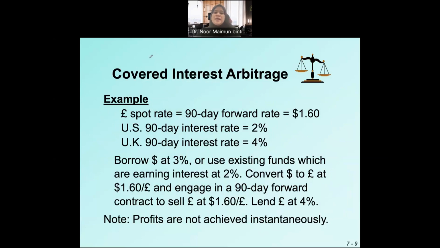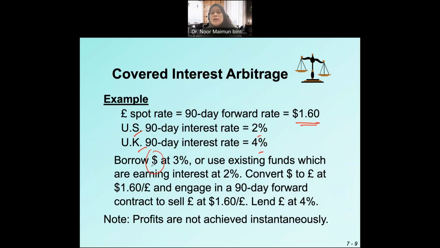Okay, so in the example here, it gives you the pound spot rate. The pound spot rate for 90 days, so the cost is $1.60. And then it gives you two interest rates, which are the US interest rate and also the UK interest rate, which are 2% and 4%. Okay, and then how can you perform this covered interest arbitrage?